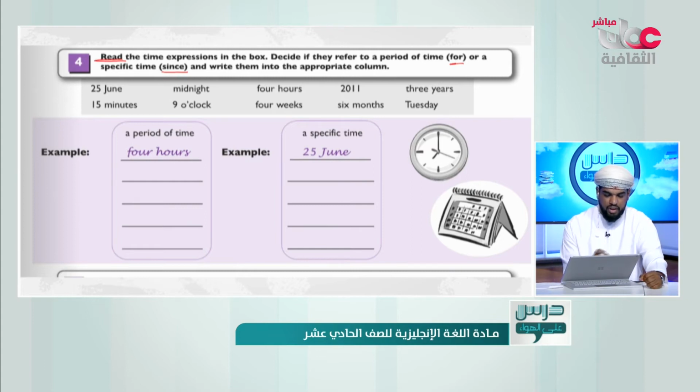We have 25 June, midnight, 4 hours, 2011, 3 years, 15 minutes, 9 o'clock, 4 weeks, 6 months, and Tuesday. So if you remember the rule now, a period of time means for, and a specific time means since. What should we use with for?